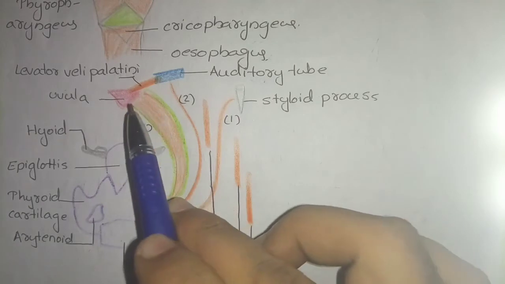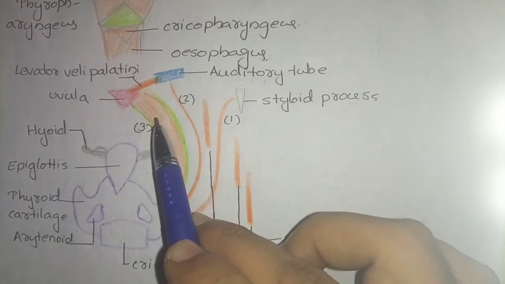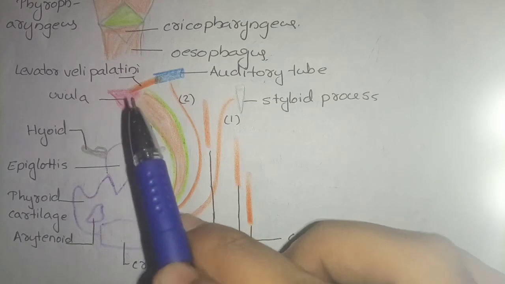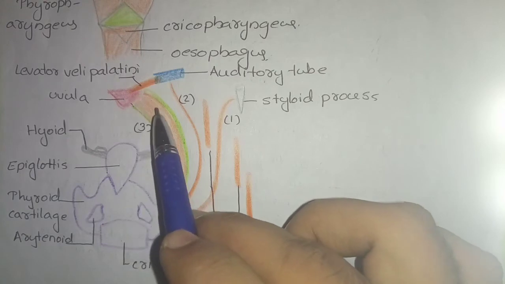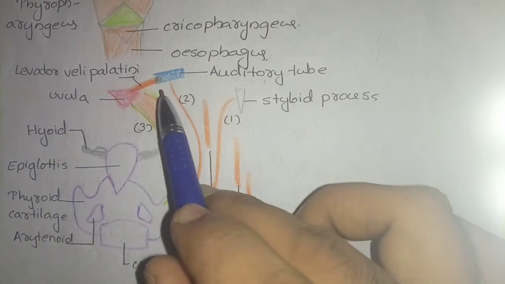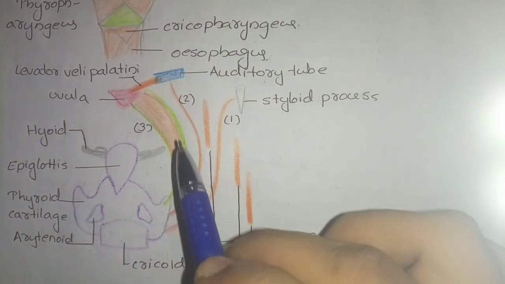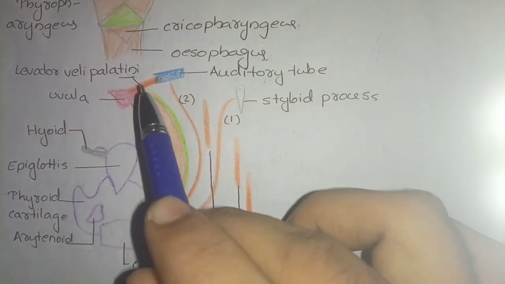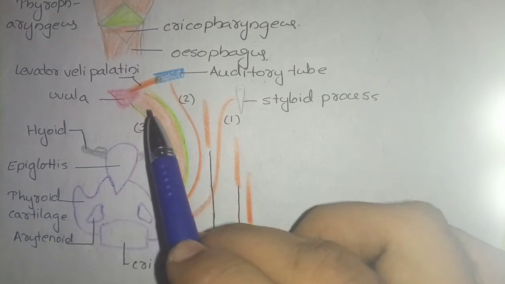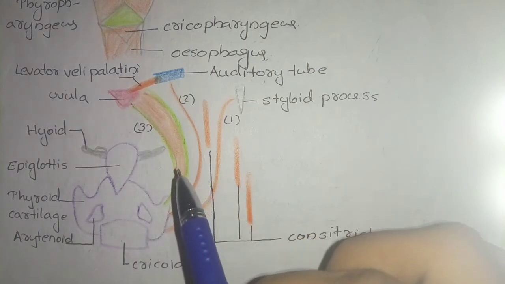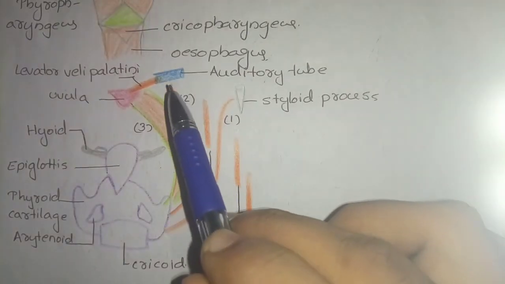Now for the palatopharyngeus. It originates from the side of the palate and runs horizontally on the inner aspect of all the constrictors. Now let's discuss the salpingopharyngeus.